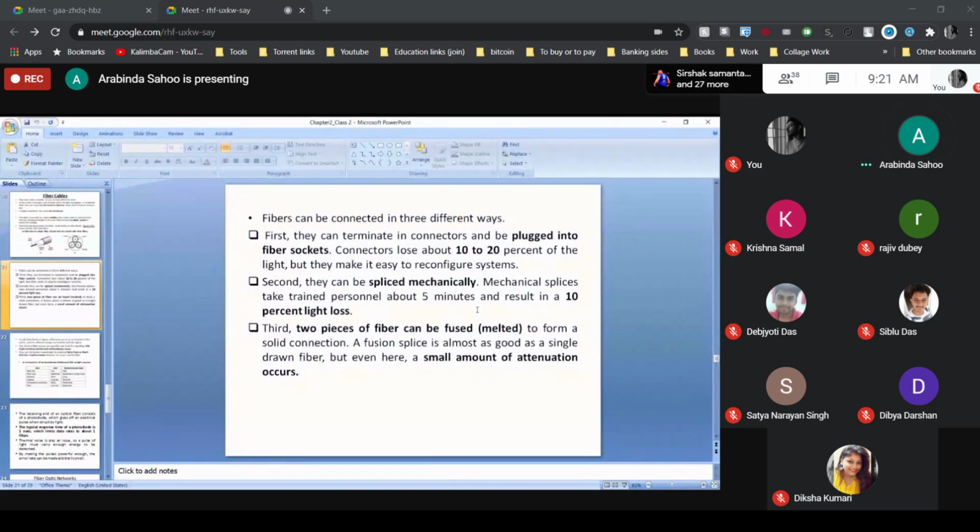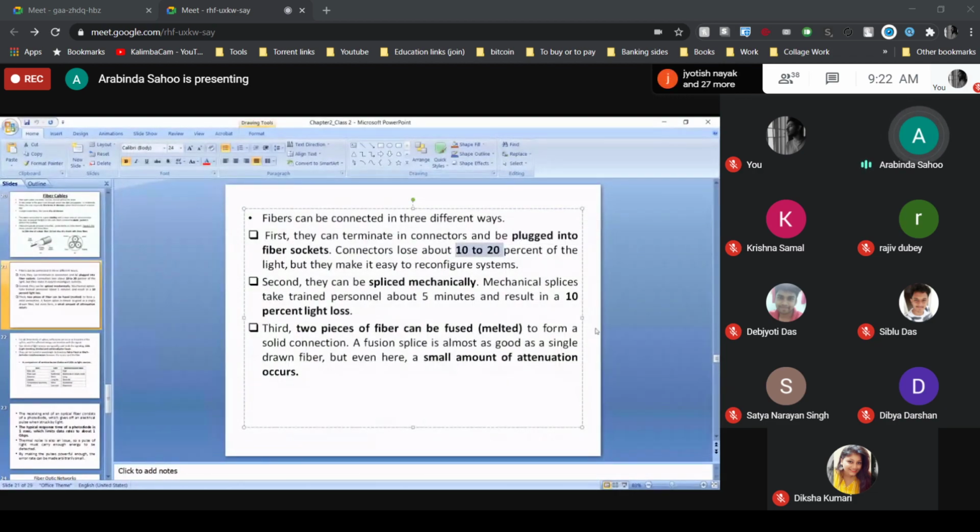Two fiber cables can be connected through the help of fiber sockets. They use a fiber socket to connect two fibers. But the loss in the case of the first method, if they use this fiber socket or interconnection, is around 10 to 20%.